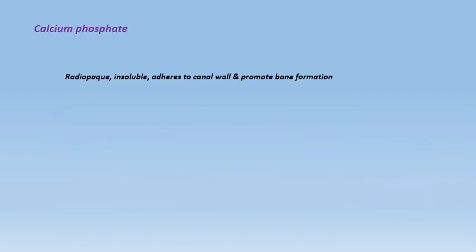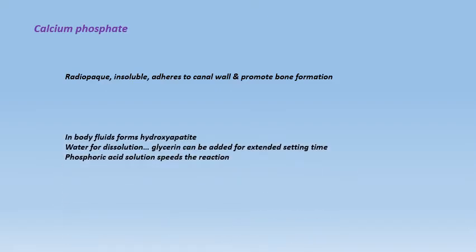Then calcium phosphate started to appear. It's a radio-opaque material, it's insoluble, adheres well to the canal wall, and it's very good in promoting bone formation. It's very close to the ideal material for retro fillings. In the body fluids, it forms hydroxyapatite and it makes the restoration and the tooth as one unit. It precipitates some hydroxyapatite crystals entering into the tubules, making the restoration and the tooth as one unit, and very good for the seal.